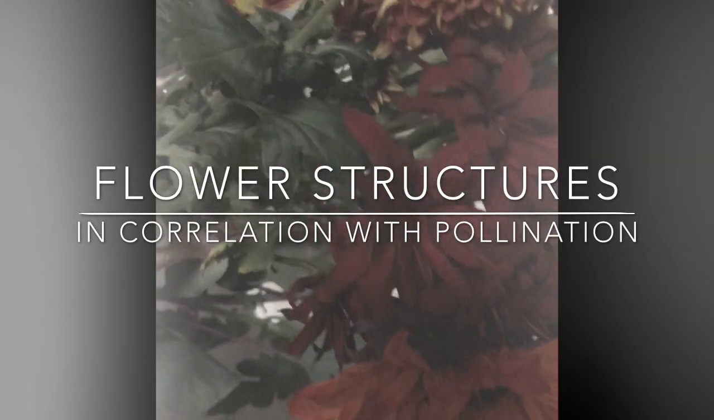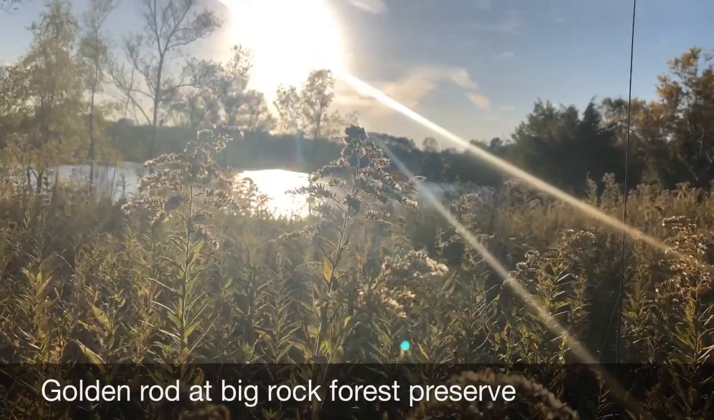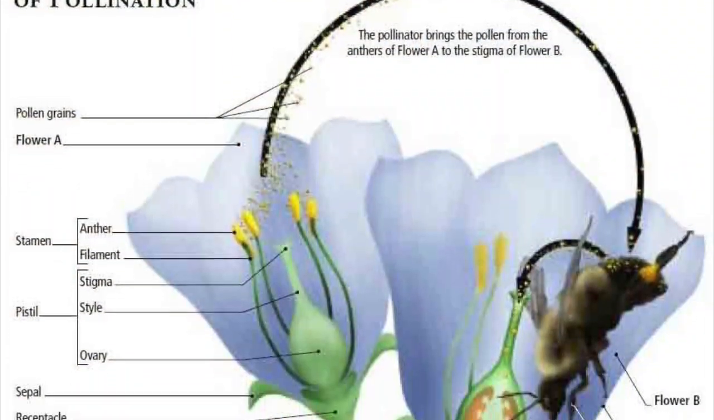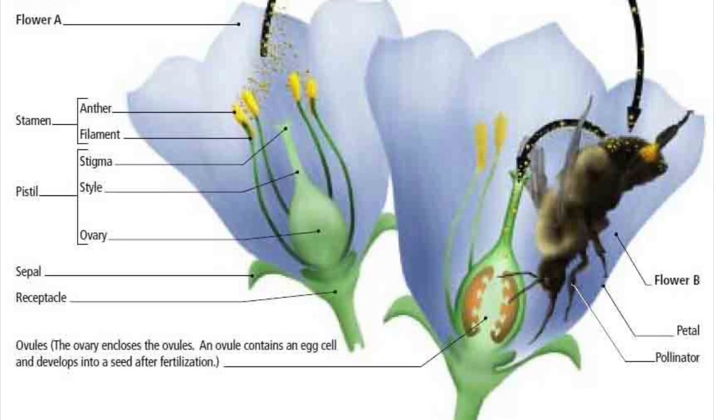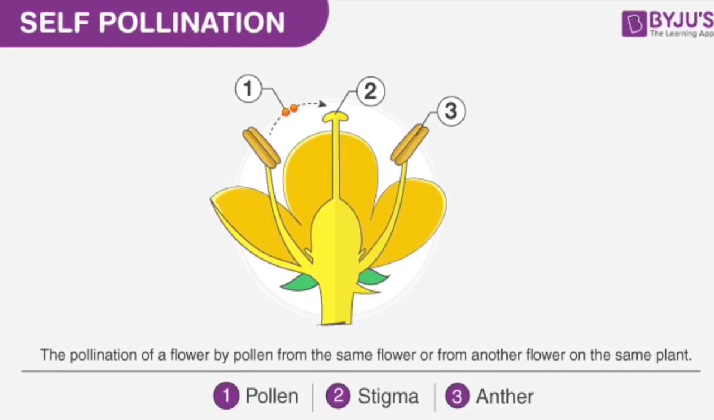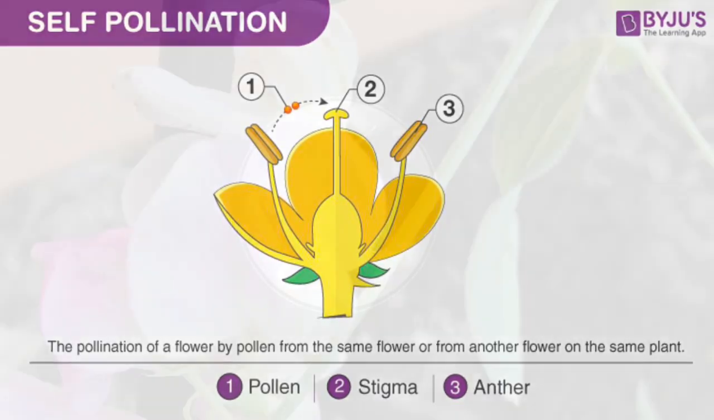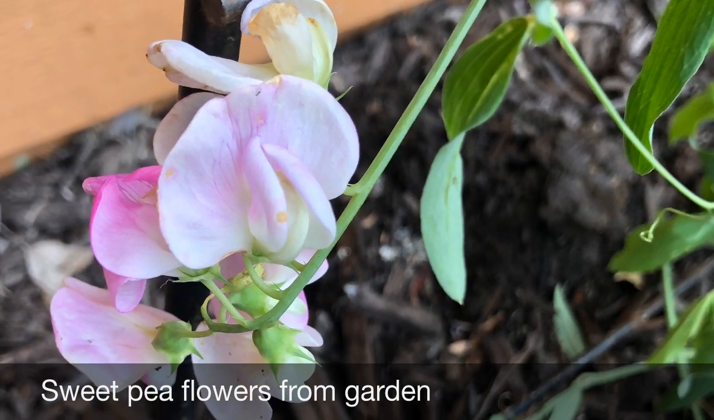Flower structures in correlation with pollination. When beginning to understand pollination, first we need to look at the process of how pollination is done. One type of pollination is self-pollination, the pollination of the flower by pollen from the same flower or from another flower of the same plant. An example of this is the sweet pea flowers.